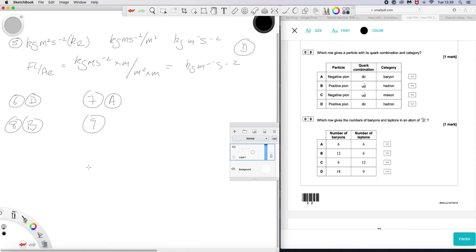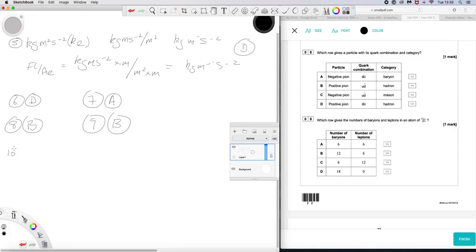Question 9. Which rule gives the number of baryons, that's protons and neutrons, and leptons, that in this case is electrons. In carbon 12, well, that is 12 baryons and 6 leptons, B.